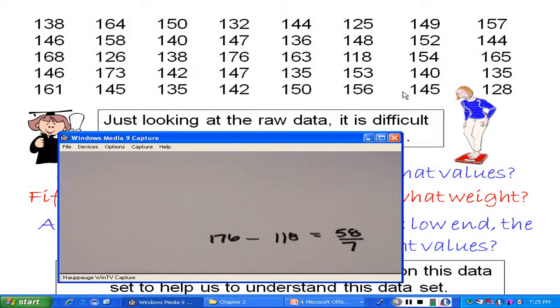So 58 divided by 7. So 58 divided by 7 is going to give you what? 8.2857, right? Okay, so 8.2, whatever. You round it, and you said you round it, and that's correct. Now, what would you round it to? To a whole number.